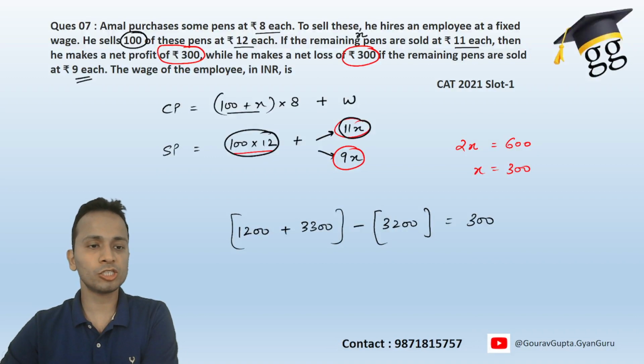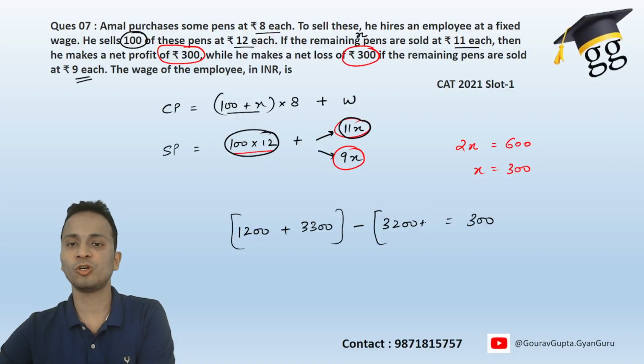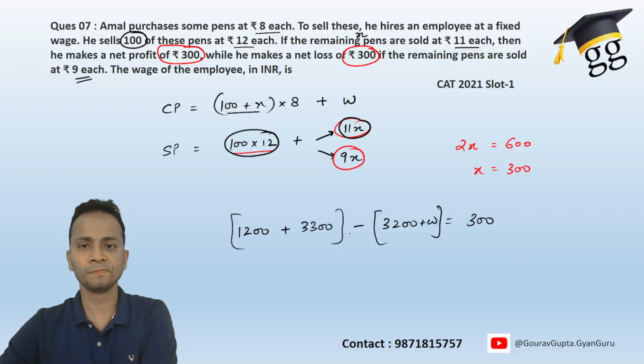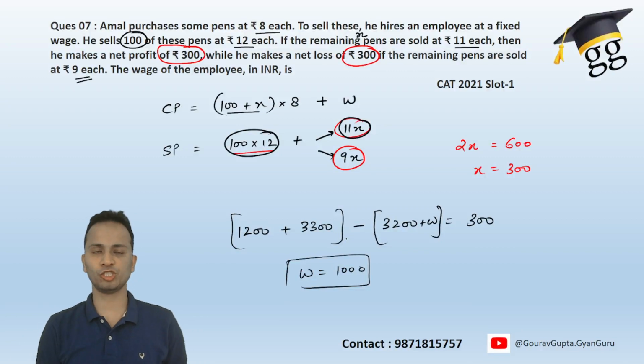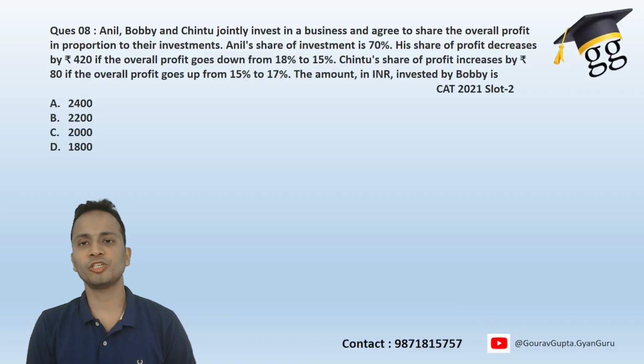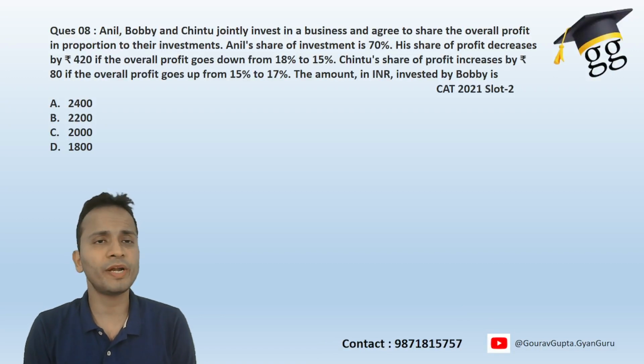Okay. Now in the cost price, the wage will also be added. So 3200 plus the wage of this person. And solving this, you will get the wage of this person. Okay. So the wage of this person, 3300 minus 3200 is 100, 1300. So 1300 minus 300, the wage of this person will be 1000. Simplify karna hai and you will get the answer. So the wage of the employee is 1000, and that is the answer of question number 7. Next question, question number 8, CAT 2021, slot number 2.